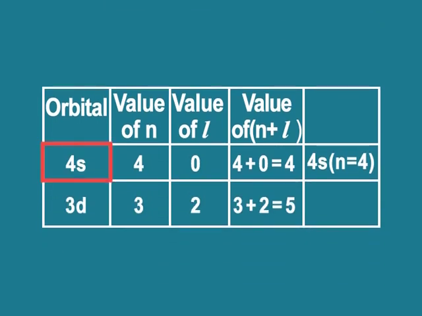For the 4s orbital, the value of n is 4 and the value of l is 0. Therefore, n plus l is 4 plus 0 equals 4. For the 3d orbital, n is 3 and l is 2. Therefore, n plus l is 3 plus 2 equals 5.